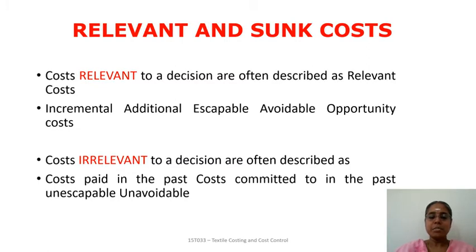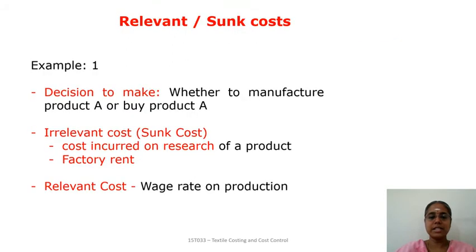So for example, costs that are paid in the past, that are already committed, you cannot escape from those costs. Those are called unavoidable costs for that decision, and it is an irrelevant cost for that decision. When you can escape that cost, then it is a relevant cost for that particular decision. I hope you will understand with this example.